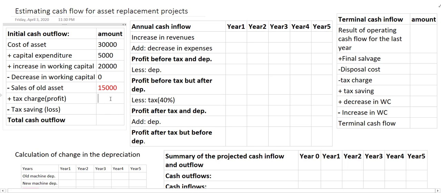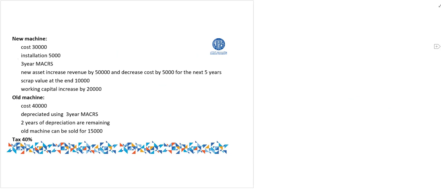So now let us calculate whether we made a profit on this one or whether we suffered a loss on this one, right? In order to calculate profit or loss on this one, let us calculate the tax of this one first. How to do this? For example, see, it is mentioned the cost of the old machine was 40,000, but they used the 3 years MACRS class. 2 years of depreciation are remaining, but that one is sold for 15,000. So now let us calculate the depreciation for this machine.